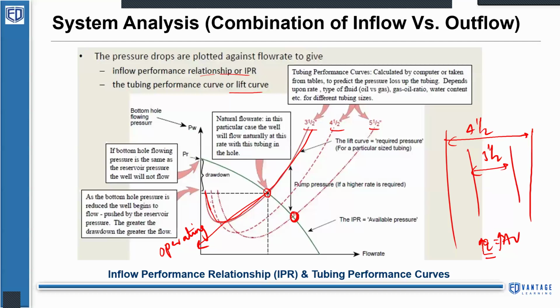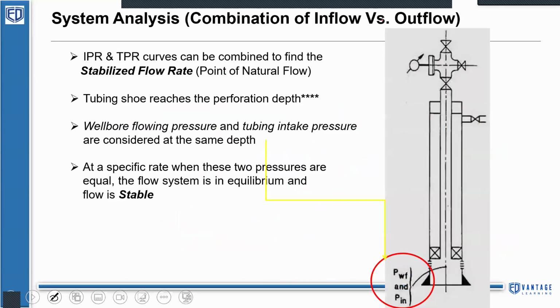If the well can deliver this much, but it is delivering only this much, it means we need to optimize this. Optimization will be changing the tubing size or increasing the choke size, whatever. We can understand it everywhere when we actually work on a typical simulation software, which is Prosper, that we deal with in this course. So IPR and TPR curves can be combined to find the stabilized flow rate.